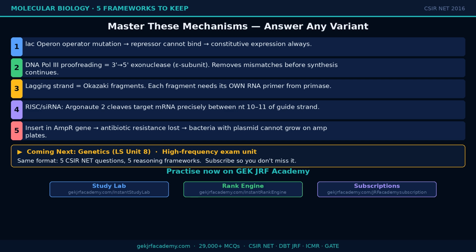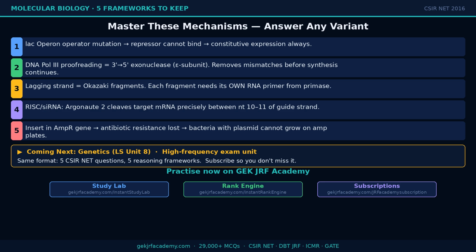Framework 1. A lac operon operator mutation that prevents repressor binding results in constitutive expression of the lac genes. They are permanently on, regardless of lactose. Framework 2. DNA polymerase III proofreading is carried out by the epsilon subunit, using its 3' to 5' exonuclease activity. It excises misincorporated nucleotides co-replicatively. This is distinct from post-replicative mismatch repair.